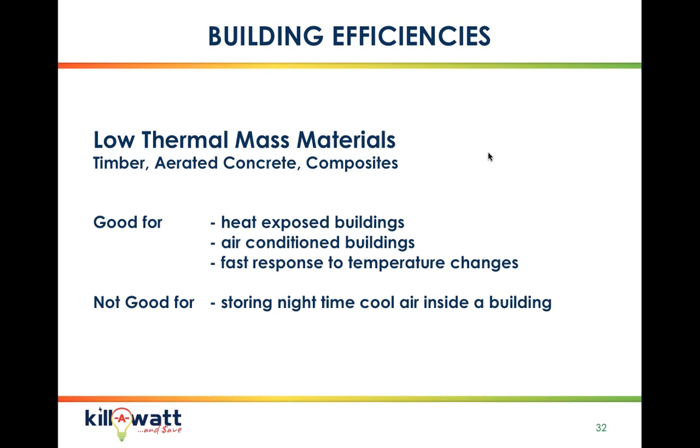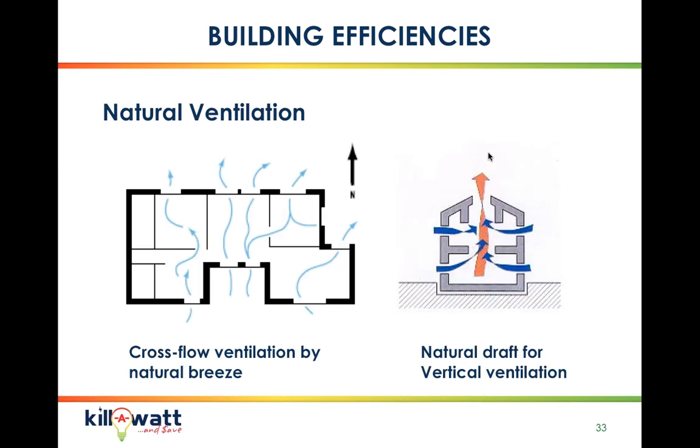Low thermal mass material is where you would have timber frames, aerated concrete, or composites like freezer panels. We're starting to see smart, energy-efficient buildings using these smart composites to reduce some of their heat loads. These are good for buildings that are exposed to a lot of heat, air-conditioned buildings, and they respond quickly to change of temperature because they have that level of insulation between the inside and the outside temperature. They're not good for storing cool or heated air in a building, because they will change temperature quite rapidly.